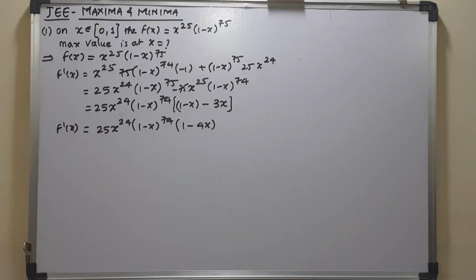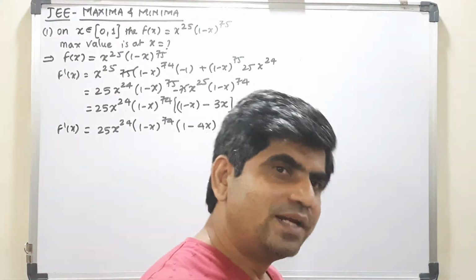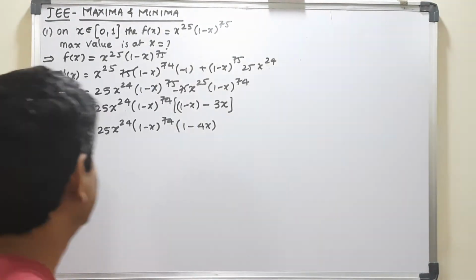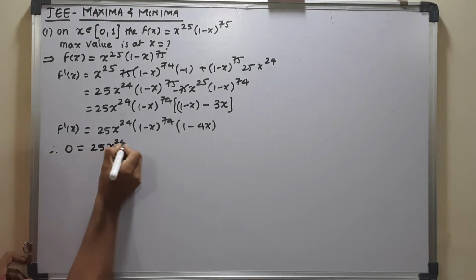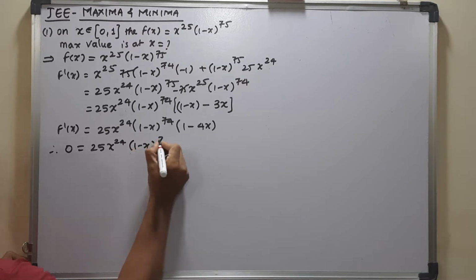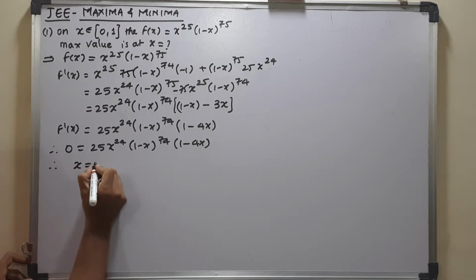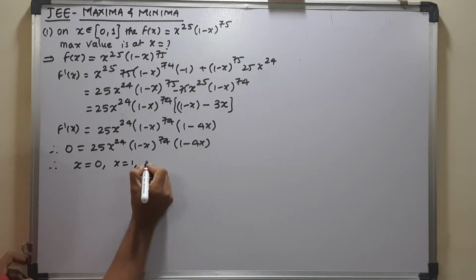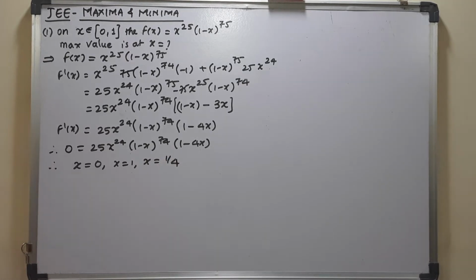Now I need to get the critical points. The critical points are obtained when f dash x is equal to 0, that is the points which will decide minimum, maximum, or neither. So 0 equals 25 x raised to 24, 1 minus x raised to 74, and 1 minus 4x. Obviously I get the points as 0, 1, and x equal to 1 by 4.